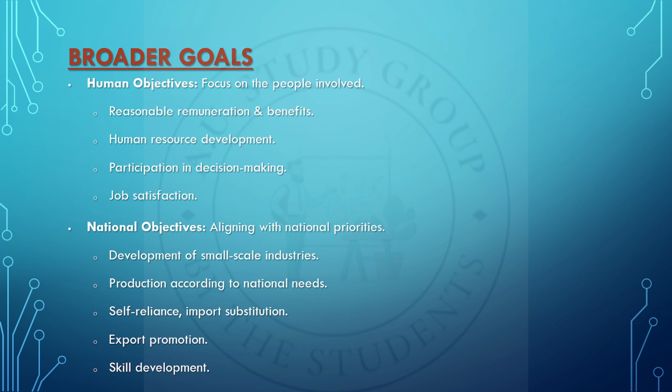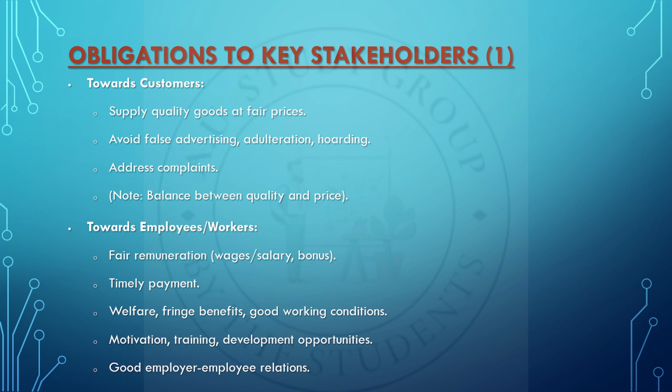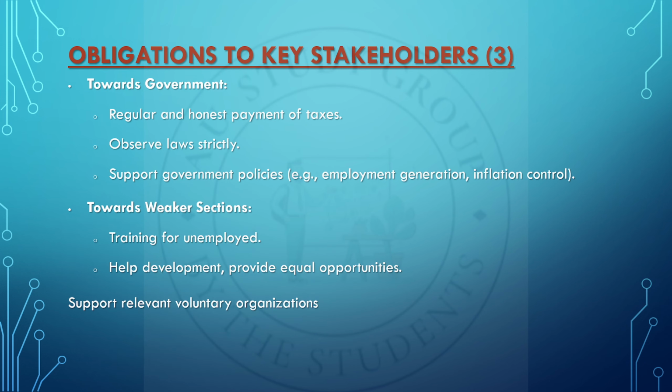Now, it is basically about balancing the interests of all these stakeholders. Who are the stakeholders? Customers, employees, owners, society, government, and then the weaker section. So the business objective basically is about balancing the interests of all these stakeholders. They have to manage and balance all these obligations. They cannot make one party unhappy and another more happy. No, they have to balance it properly. That is all the business obligation.